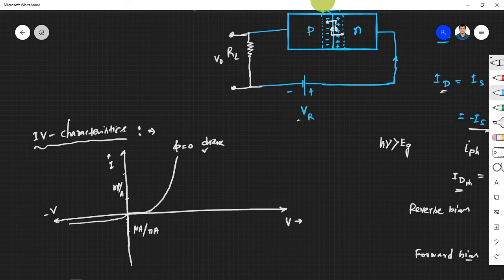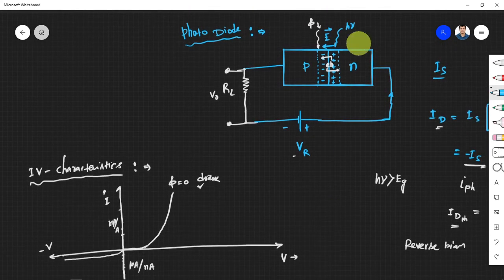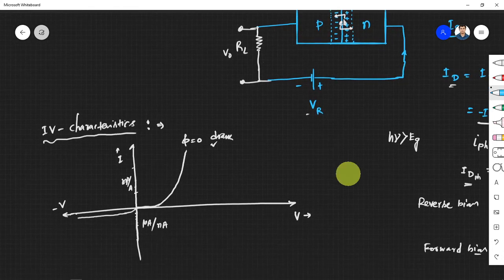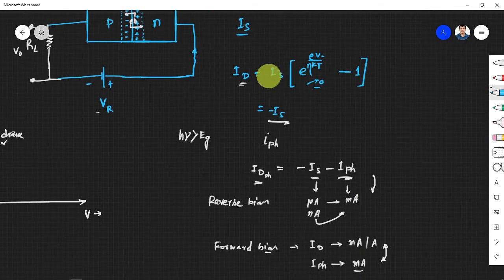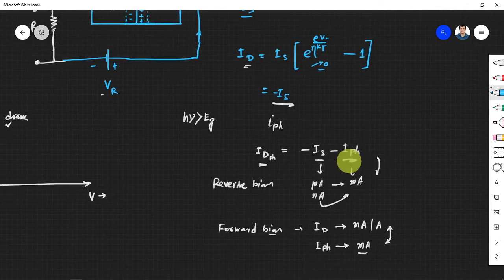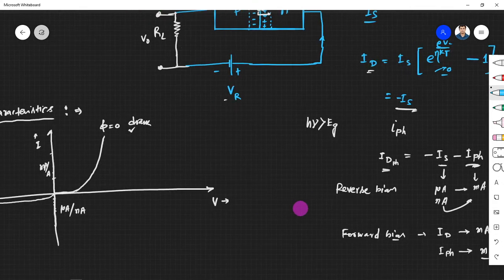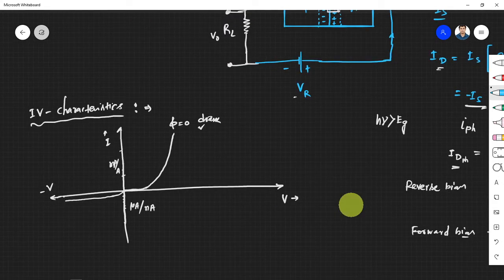Now let's see, we have a photon flux. So some photons are falling on this metallurgical junction or within the depletion region. So what will happen if you see the diode equation? We plotted this, and one IPH will be added to this. This photocurrent will be added to our diode current, right? So the curve will basically just shift across the y axis.